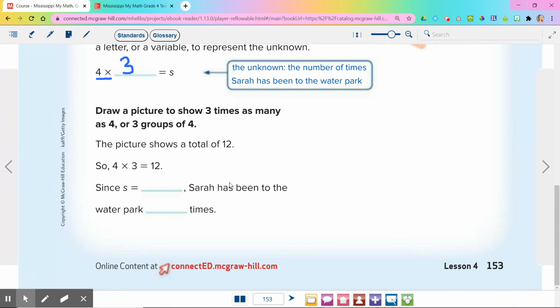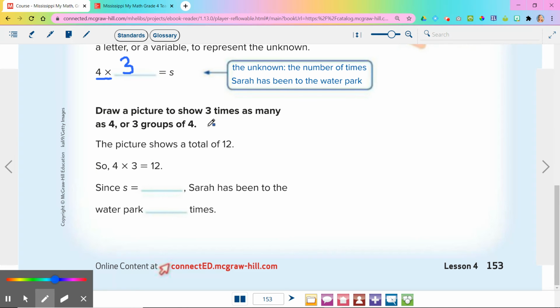Now it does ask us just to draw a picture to show 3 times as many as 4, or 3 groups of 4. So I'm going to, I think I can move this around. Maybe I can't. I thought I could turn the answers on and off. I guess I can't. Anyways, all right.